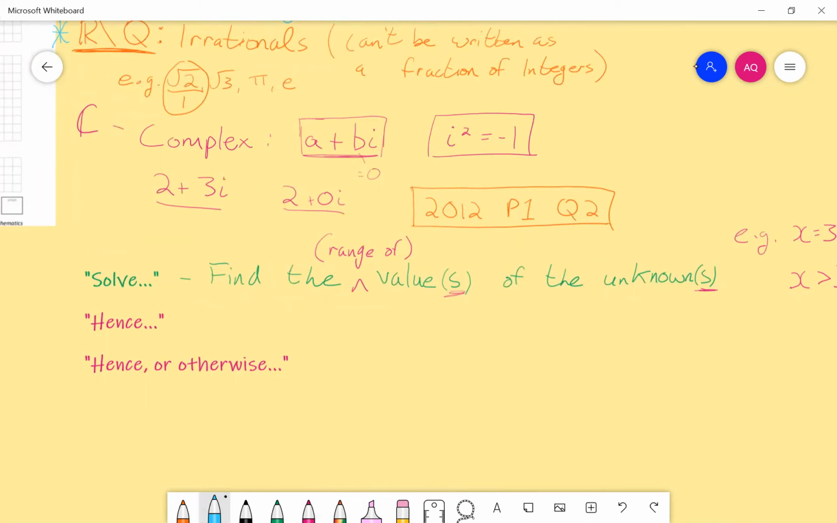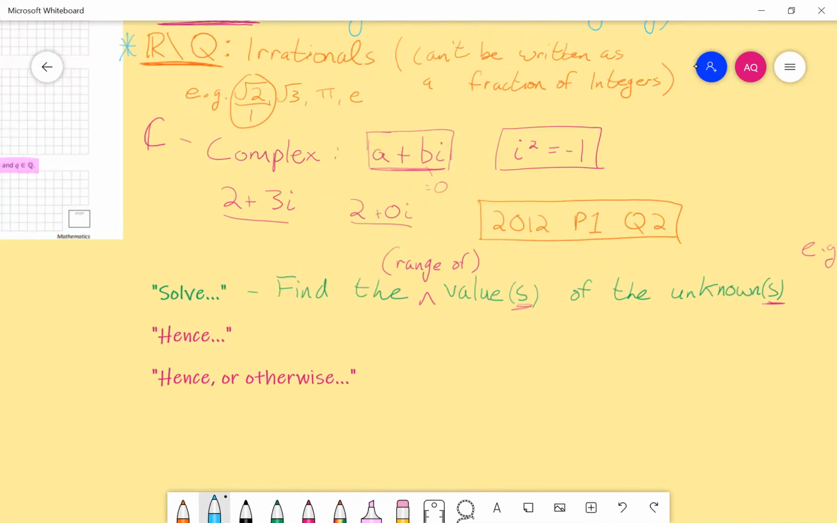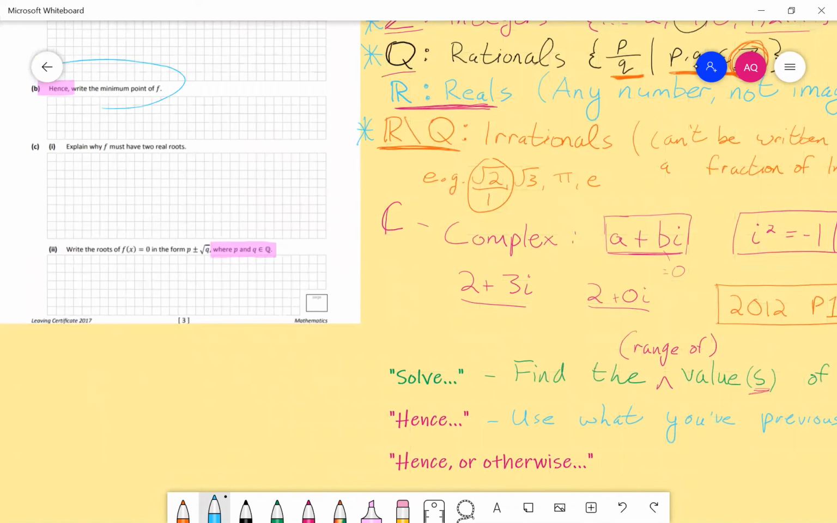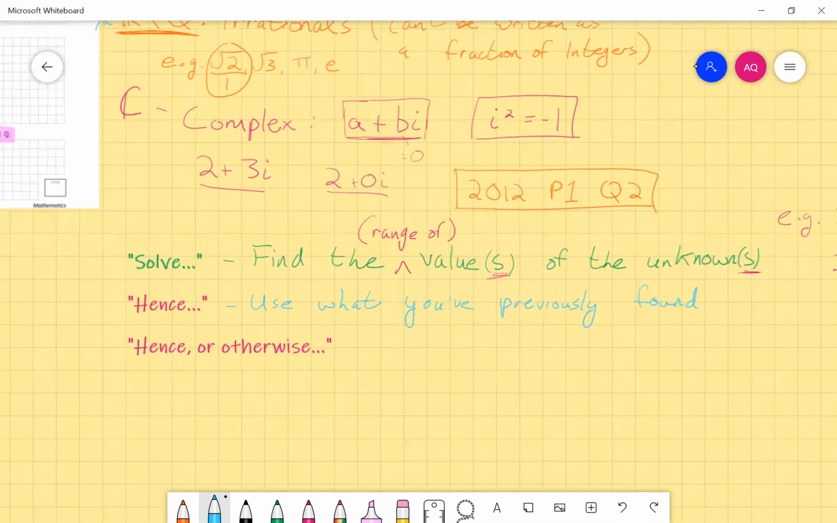Hence and hence or otherwise, they can throw people off a little bit. So what do they mean? They're both obviously quite similar, but hence means, so use what you've previously found. So that would usually be in the latter parts of a question. So if you solve part A and then in part B, it says, hence do something. So actually, if I jump over to this question again for a second, hence in part B there, sorry, hence write the minimum point of F. That means you should use what you've found in part A. So hence is use what you've previously found.